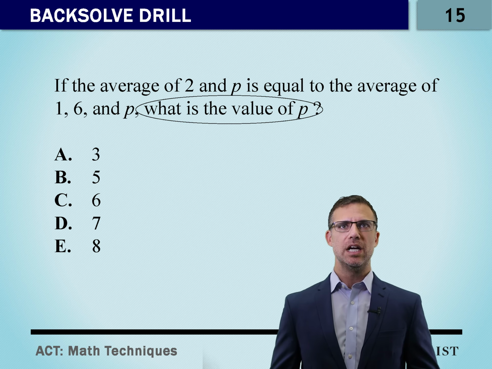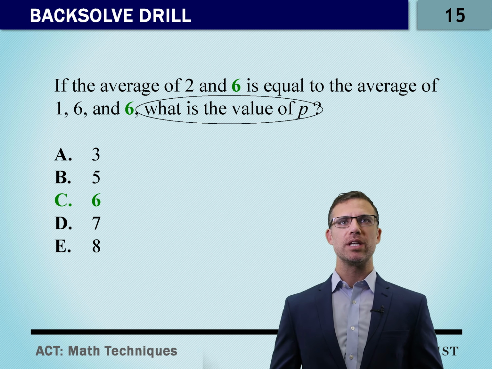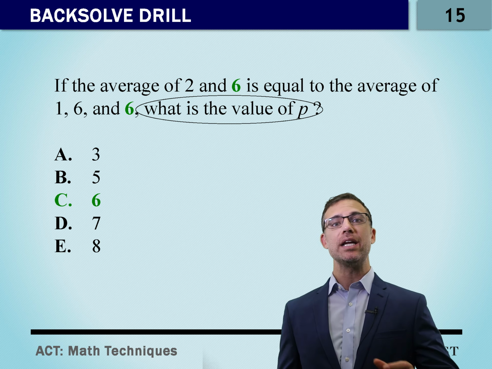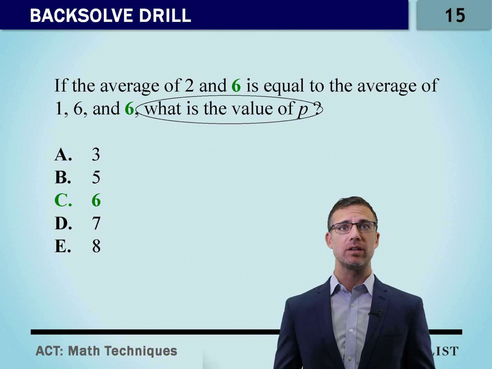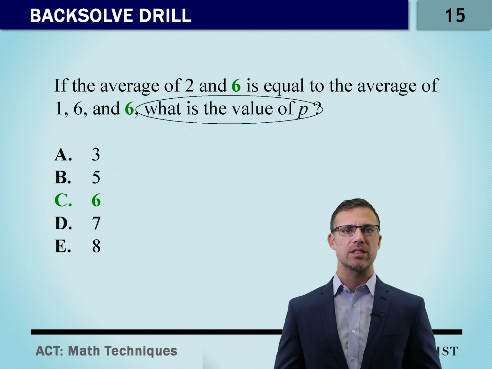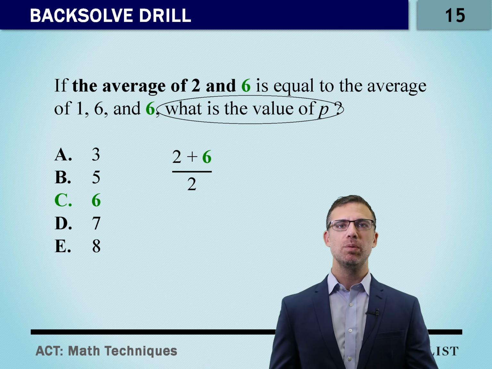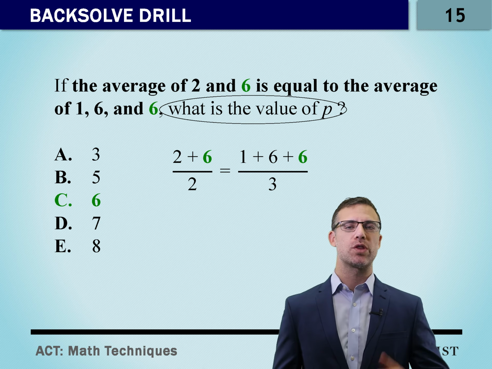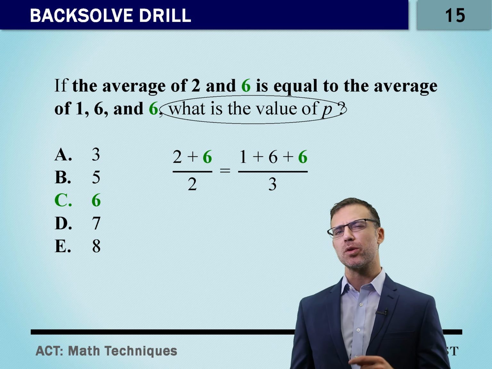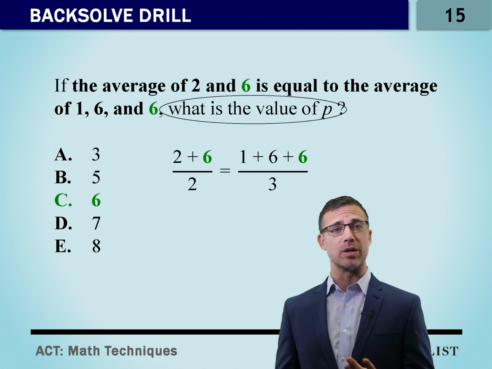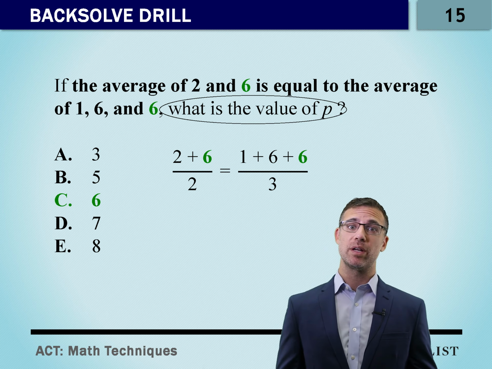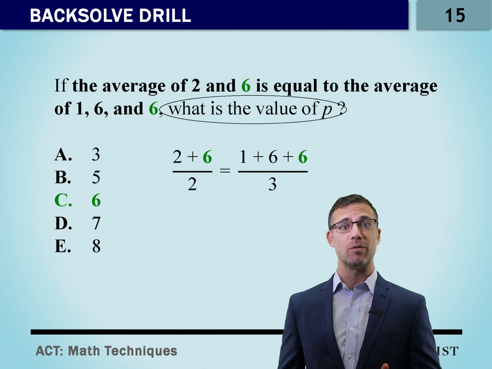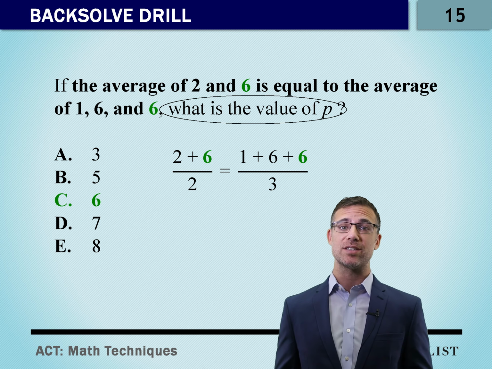Let's test 6. 2 plus 6 is equal to the average of 1, 6, and 6. I like being able to put the number right in for the value so I can read this more clearly. Well, what's the value of 2 and 6? How do we find average? 2 plus 6 over 2 is going to equal 1 plus 6 plus 6 over 3. Now, why do we put it over 3 instead of 2? Because we've got 3 numbers. Be careful, because on one side we only have 2 numbers, and on the other side we've got 3 numbers. Make sure that there's an RTFQ moment right here so you can actually pay attention to what they're asking.